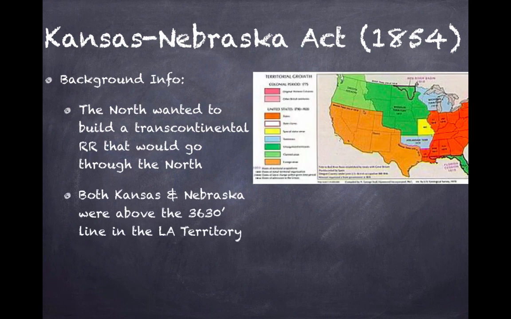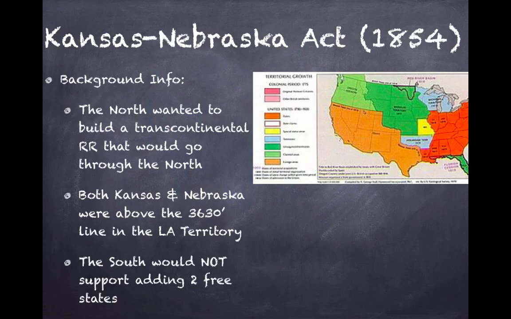As this discussion starts to come about within the United States, there's also talk about bringing 2 new states into the Union, both Kansas and Nebraska, but they were above the 36°30' line within the Louisiana Territory. And we know above the 36°30' line is free. Below it is slave. So this is going to be a problem specifically for the South because they're going to see an imbalance in Congress if these 2 states were to come into the Union as free. So this becomes a problem.